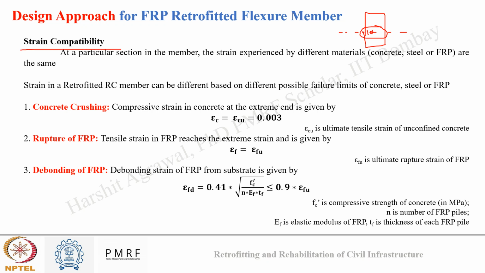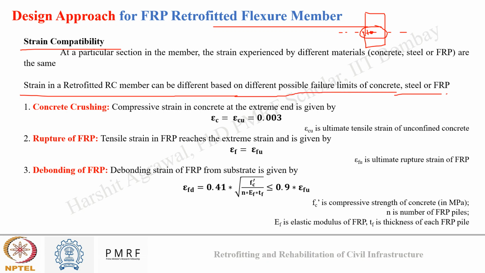Okay, so there is proper bonding between the concrete and the steel so that the stress transfer is uniform and the strain experienced by both the materials is the same. That is the major assumption that we make while designing a flexure member. Okay, how is this important here? Because strain in a retrofitted RC member can be different based on the different possible failure limits of concrete, steel or FRP. So based on strain value, we'll be able to design and dictate the failure mode.